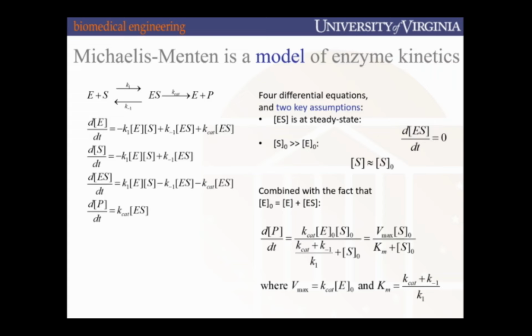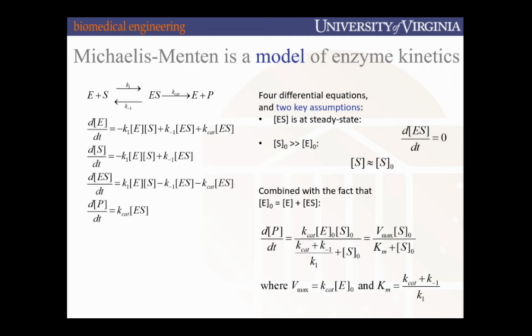Next, we simplify to the Michaelis-Menten equation by defining two new lumped together parameters. Vmax equals the catalytic rate Kcat times the initial concentration of enzyme, and Km equals Kcat plus the substrate off rate K-1 divided by the substrate on rate K1. Okay, so that's a quick explanation of how we derive the Michaelis-Menten equation, and it's important for you to understand the key assumptions that go into it.